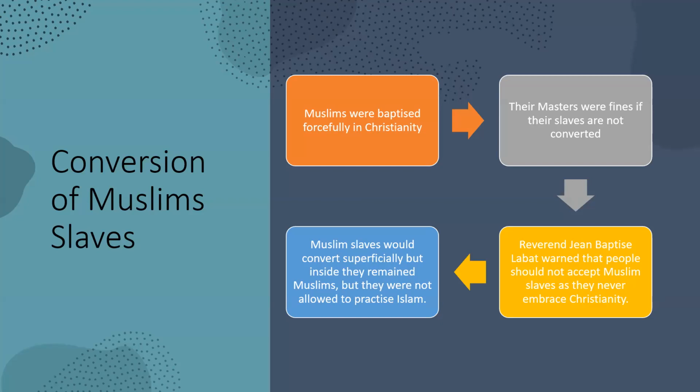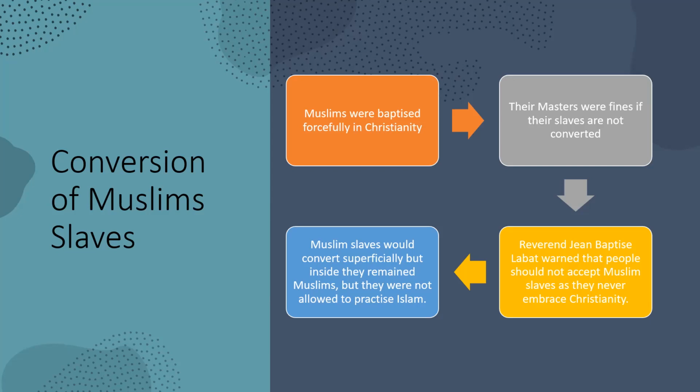So now, conversion of Muslim slaves. To make things even harder, some Muslims were baptized by force and converted to Christianity. Their masters were fined for every slave that was not converted. The Muslims were not easily converted, and Reverend John Baptist Labat warned that people should not accept Muslim slaves, as they never embraced Christianity. They tried very hard to hold on to Islam, even if sometimes they had to convert superficially, but secretly, in their hearts, they remained Muslim.